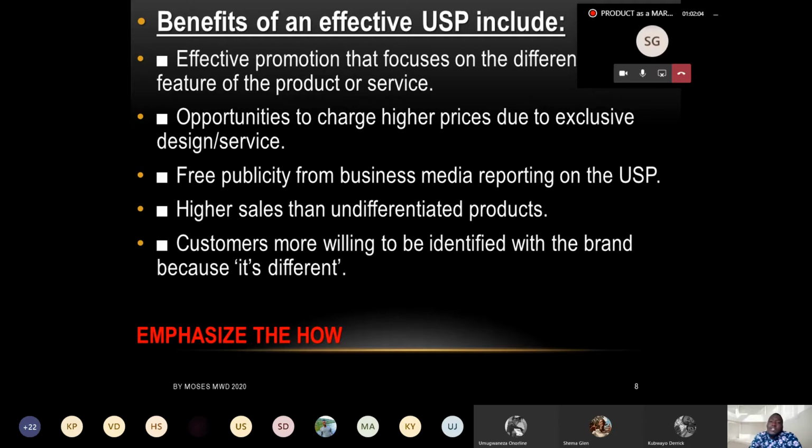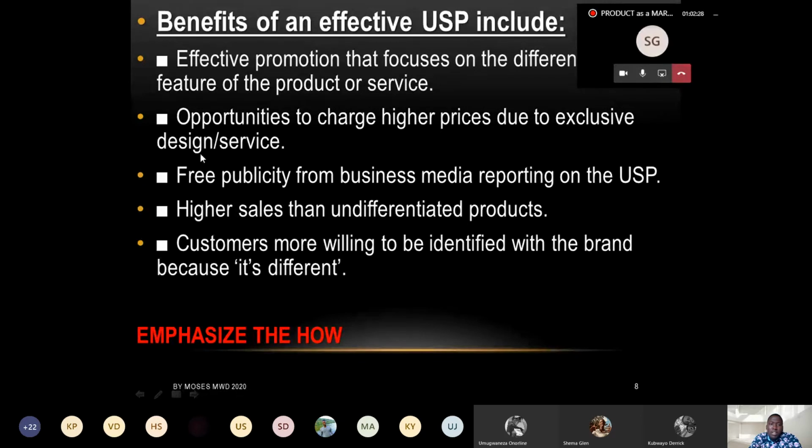But you should emphasize the how, like promotion leading to more sales, attracting more customers, a bigger market. Here, it leads to profits. Here, it leads to free publicity, it is free advertising. Higher sales, of course, more revenue and out-competing others. So you should always emphasize the how.